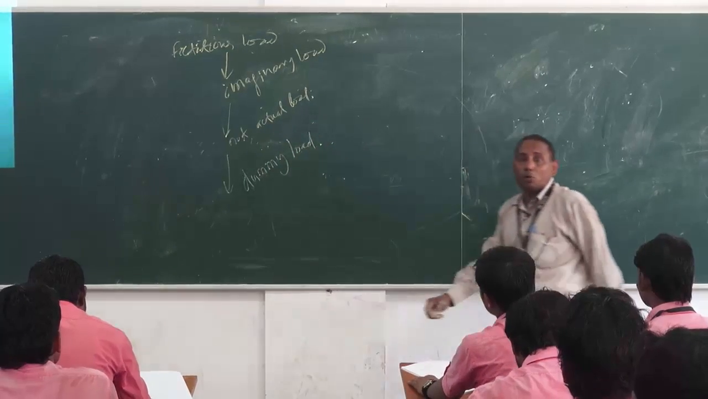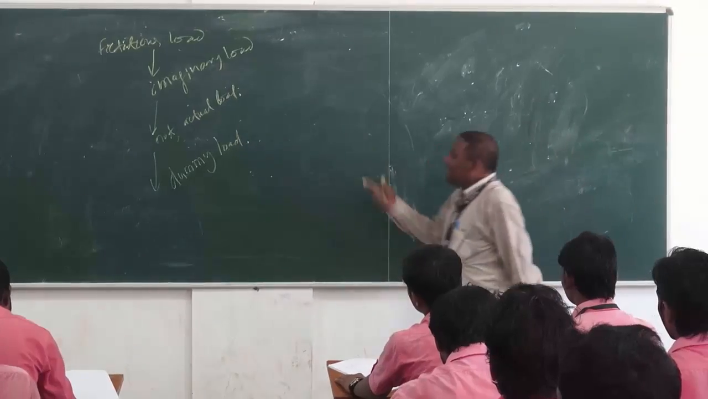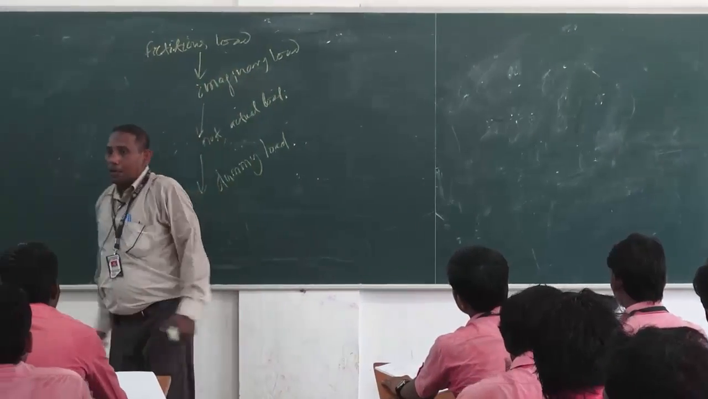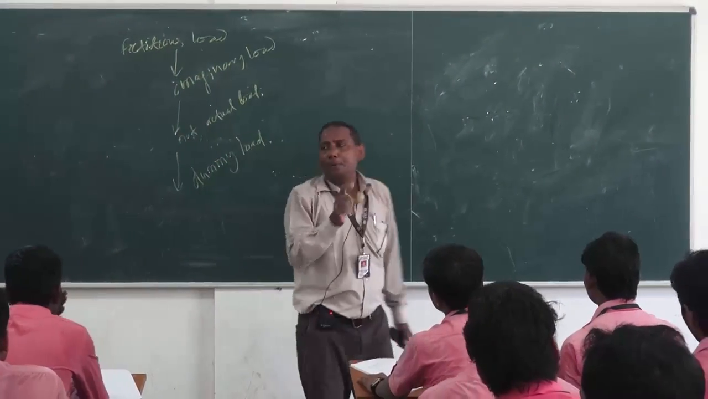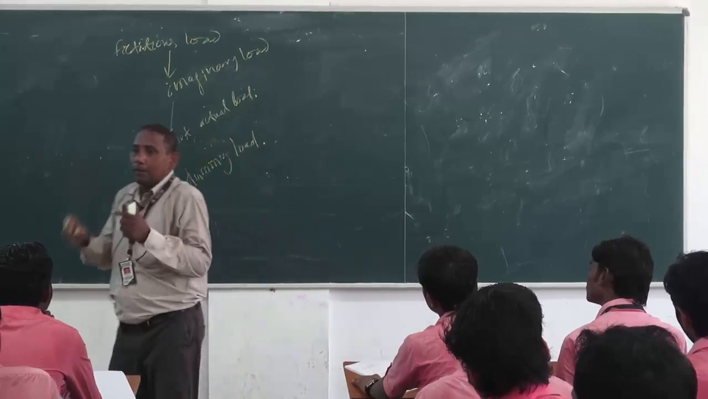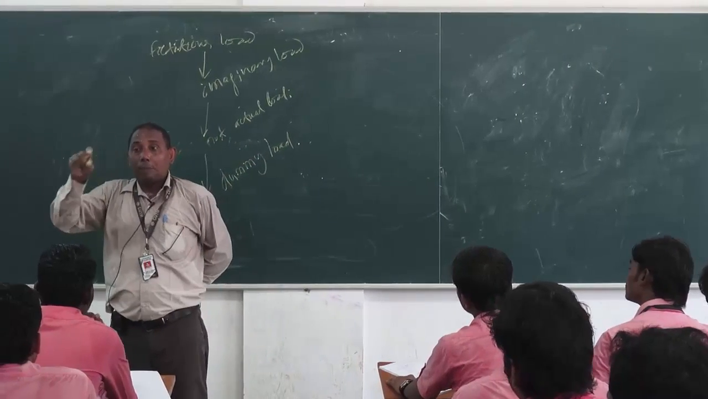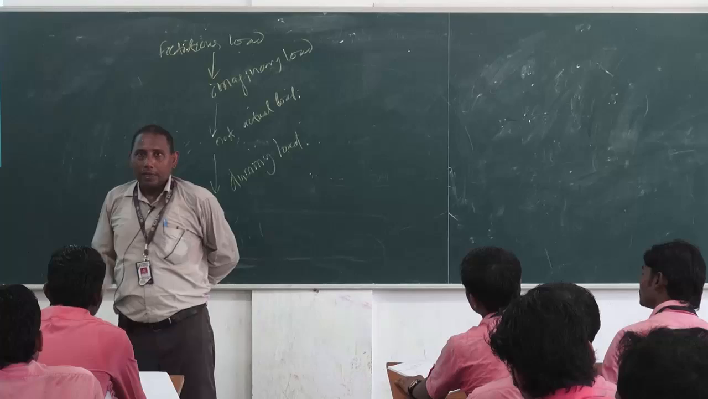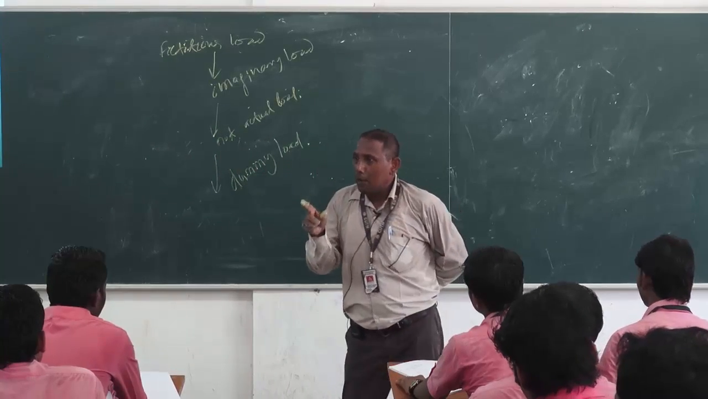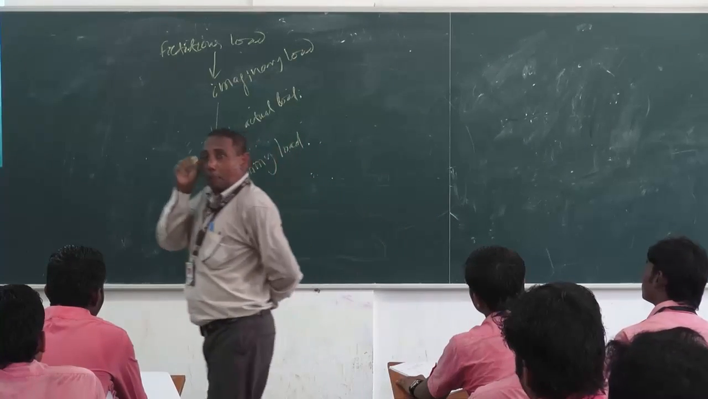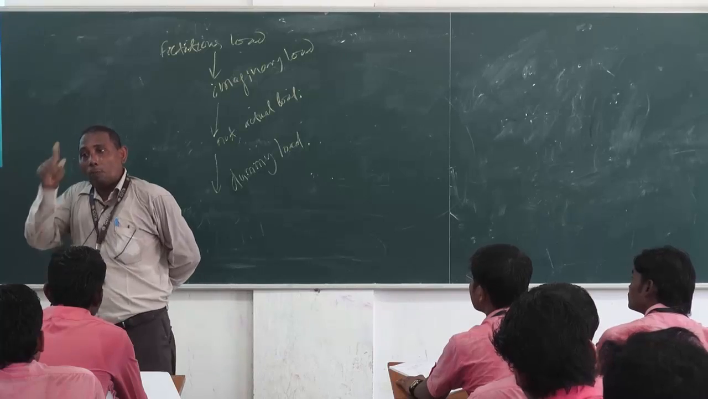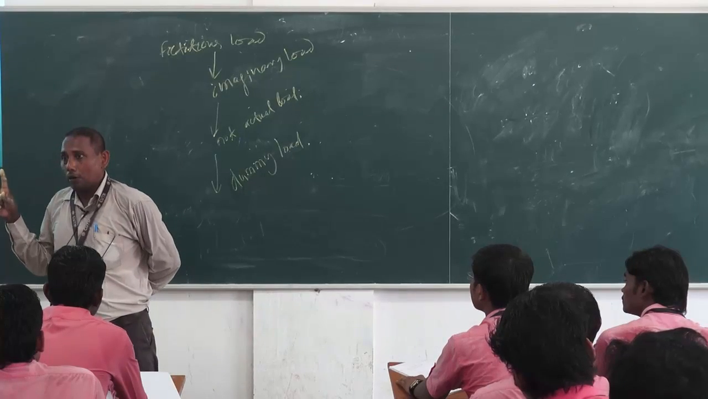Sometimes it's called dummy load. And what is the necessity to introduce dummy load? Remember that Castigliano's theorem can be used only when a point load is applied at a particular point. Castigliano's theorem is used to find the deflection at a point, but it is necessary that a point load should be applied at the point where deflection is required.